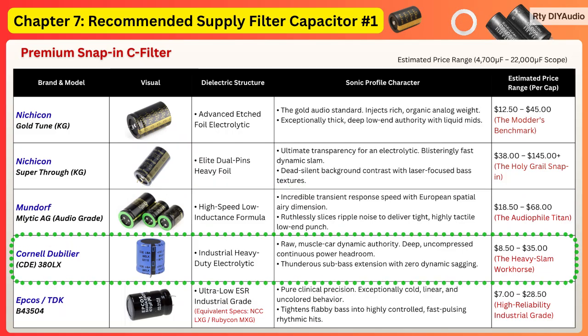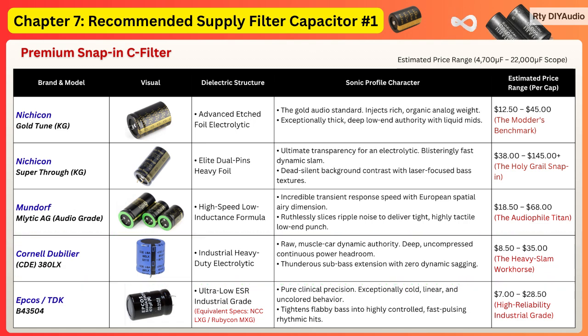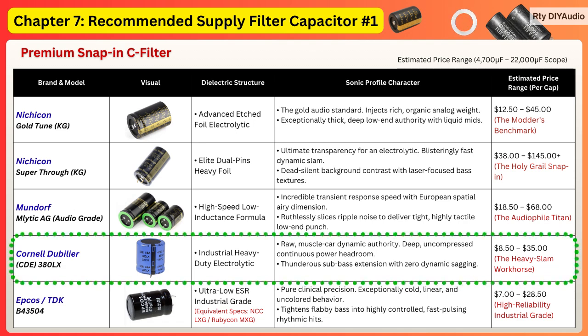Fourth, the Cornell Dubilier CDE 3080LX. This industrial heavy-duty electrolytic titan delivers raw, muscle car dynamic authority, packing deep, uncompressed continuous power headroom with zero dynamic sagging into a highly cost-effective structure.